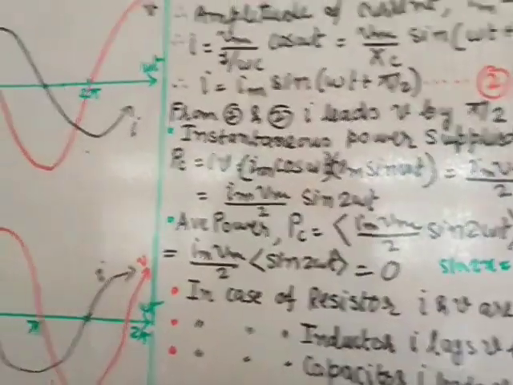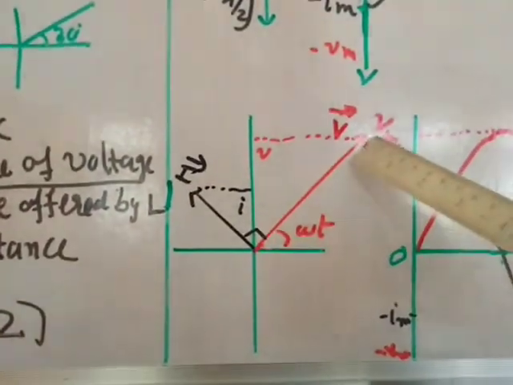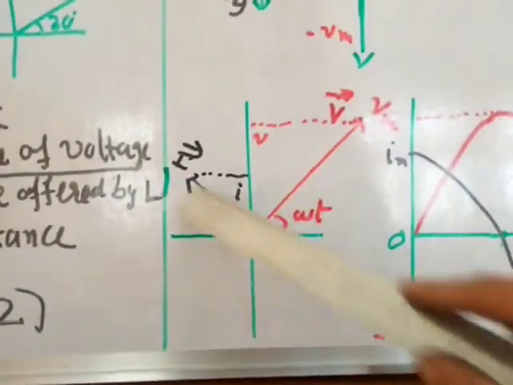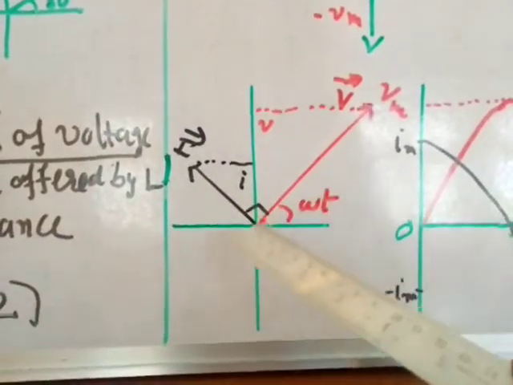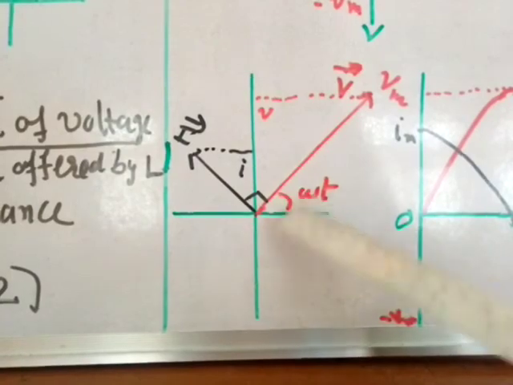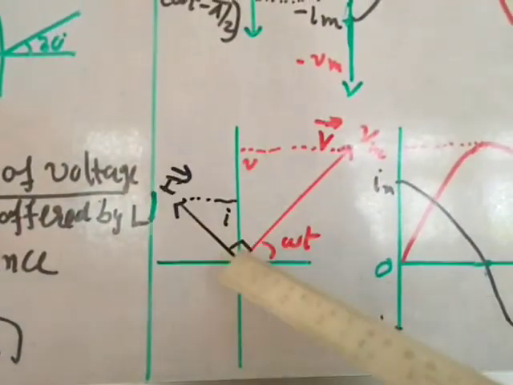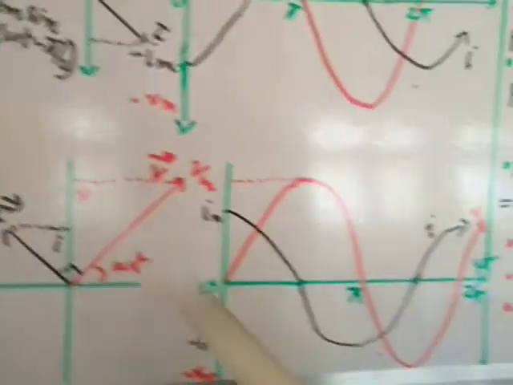Now let us see the phasor diagram. This is for the voltage and this is for the current. We saw that current is leading the voltage by pi by 2, that is by 90 degrees. So if this is the voltage at omega t, then at 90 degrees I have drawn the current. You can see this is at 90 degrees to the voltage, so the current is 90 degrees ahead of the voltage. This is my wave diagram.